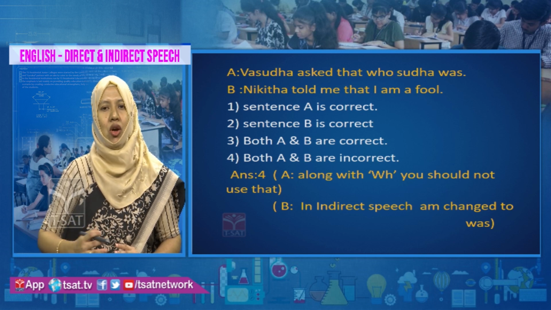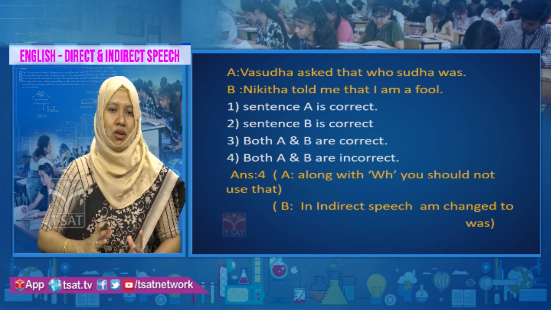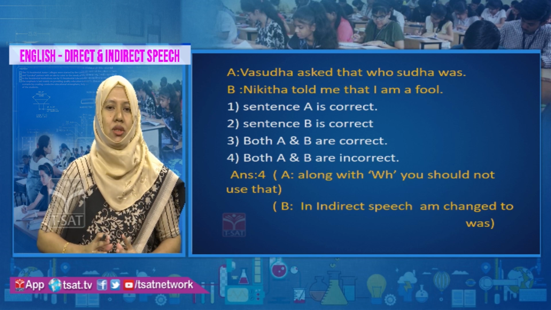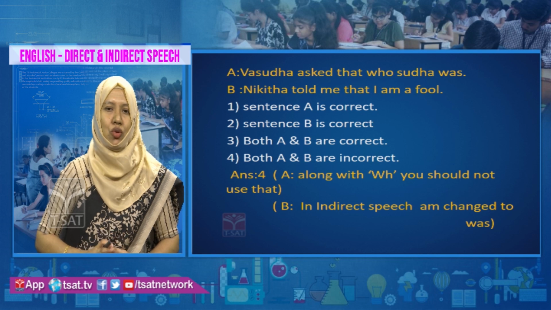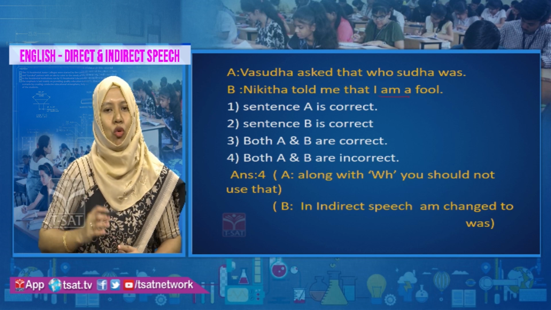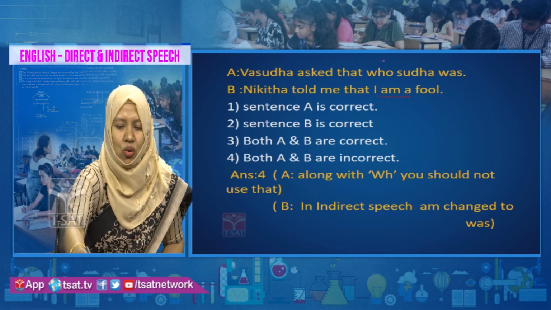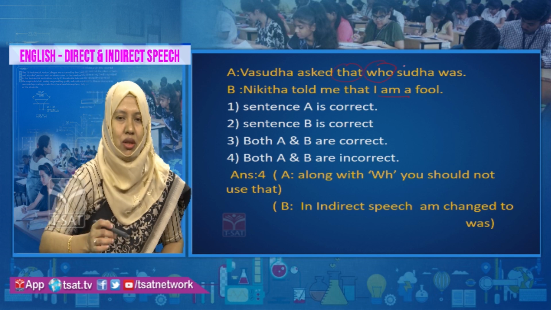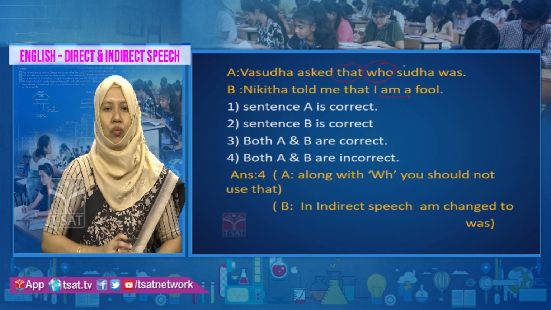Vasudha asked that who Sudha was, Nikita told that, both are, option 4 is correct because in indirect speech am is changed to was. Here am is not changed. So both the sentences are wrong. Here who is used along with the conjunction where you should not use who.